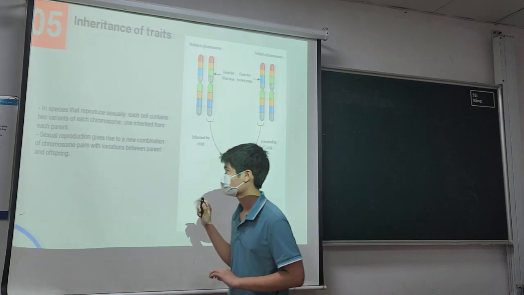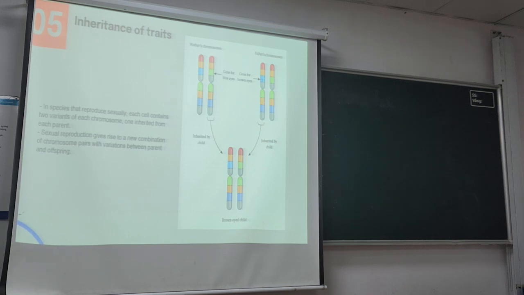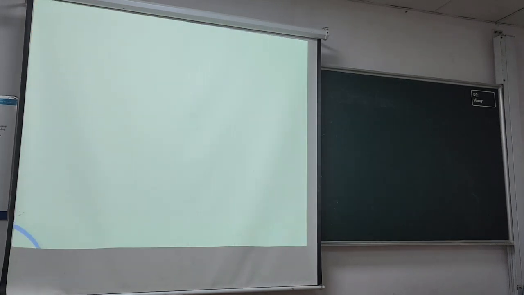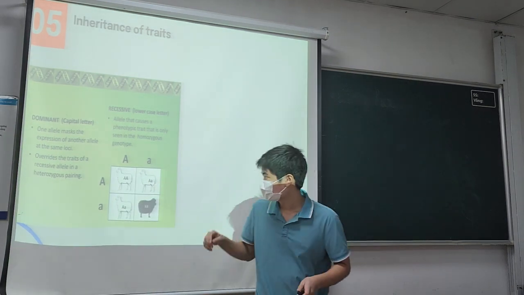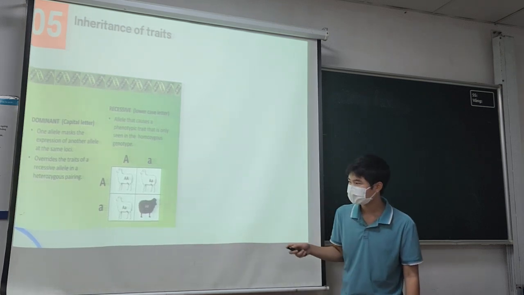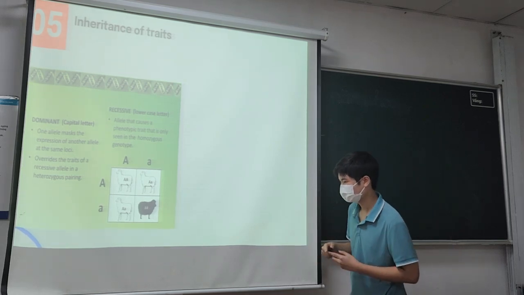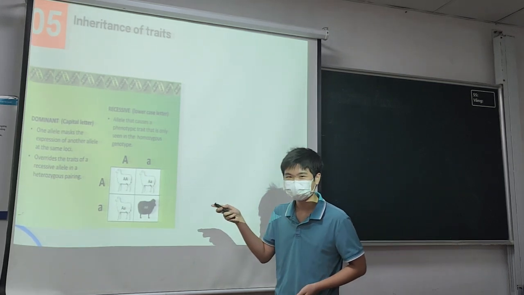In general, sexual reproduction will give rise to new combinations of chromosome pairs with variation between parents and their offspring, like in this image. This is for the dominant and recessive trait, or in Vietnamese it's called tính chất, or gen trội, or gen lặn.